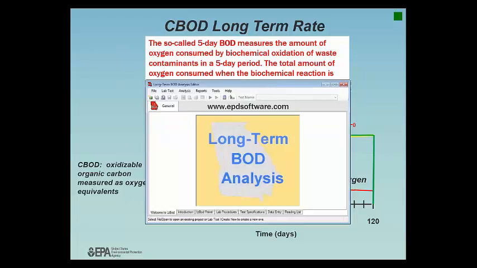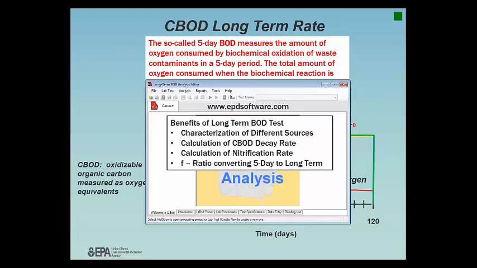The Georgia Environmental Protection Division has developed a piece of software that will take the laboratory measurements for the long-term BOD test. You would put it into this program, and it would do some separations for you, calculating various components that are very useful in modeling.